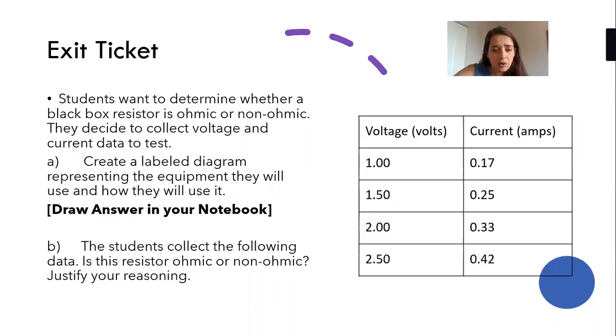And then the students collect the following data over here. Is the resistor ohmic or non-ohmic? Justify your reasoning. So our key point a few days ago was that a resistor that follows Ohm's law is called ohmic. So something that's non-ohmic wouldn't follow Ohm's law. So you have to go through this data to see if the resistor does follow Ohm's law.